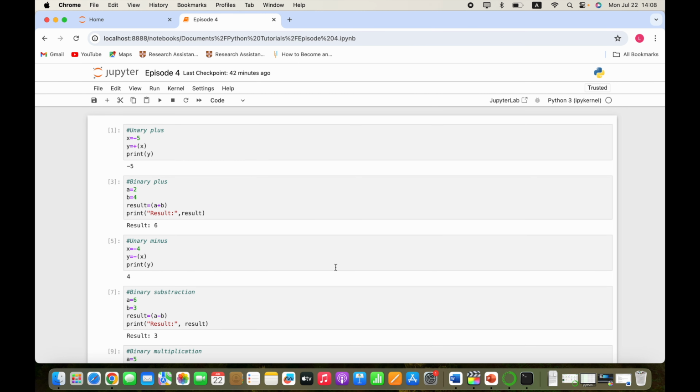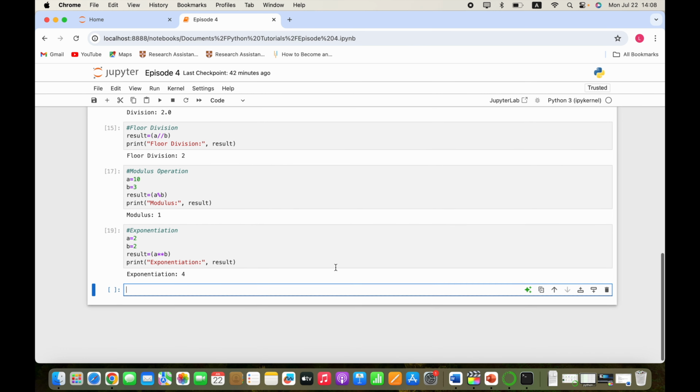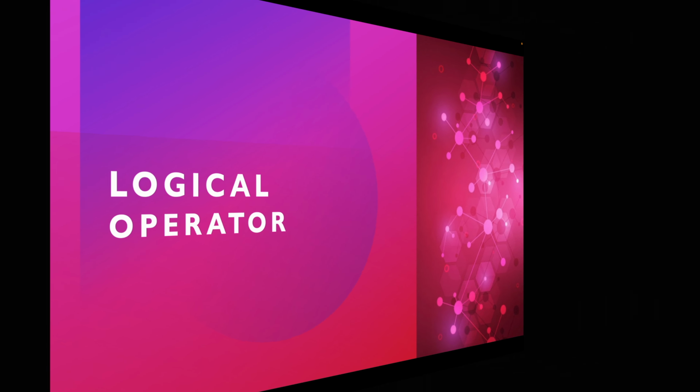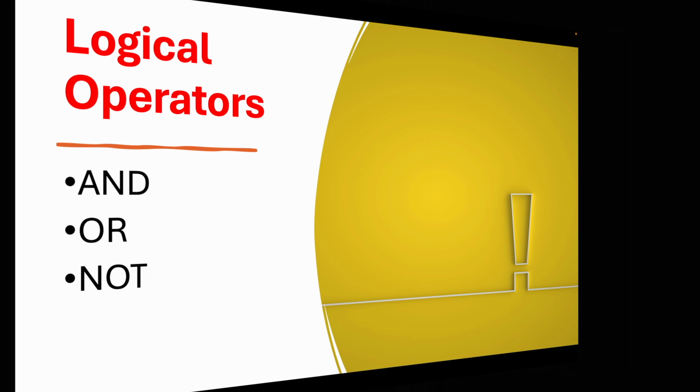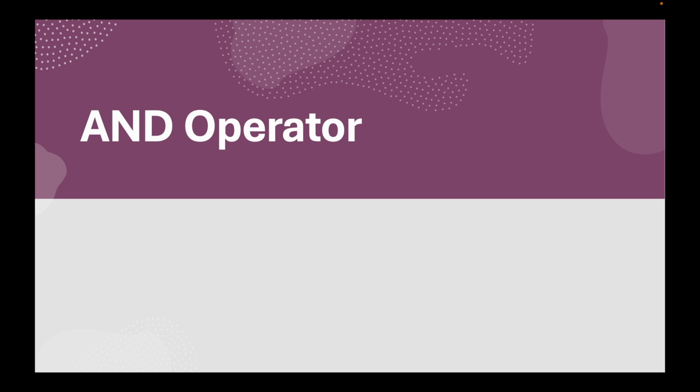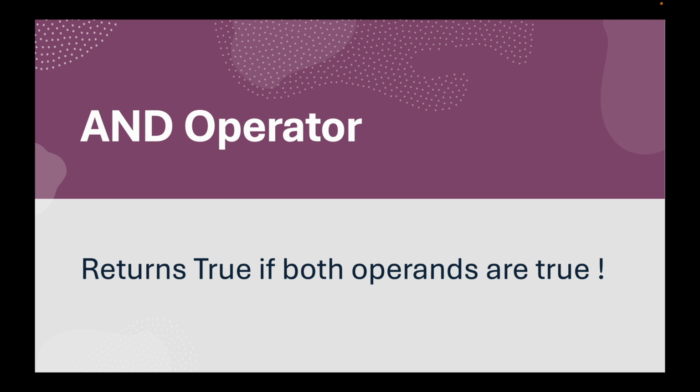Okay, that's all for arithmetic operators. Now let's move to the logical operator. Logical operators are used to combine conditional statements. Python supports 3 logical operators: AND, OR, and NOT. These operators are essential for making decisions in your code. Now let's dive into each one. The first one is AND operator. It returns true if both operands are true. Let's see it in action with an example.